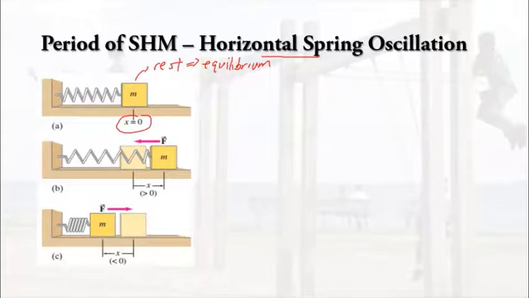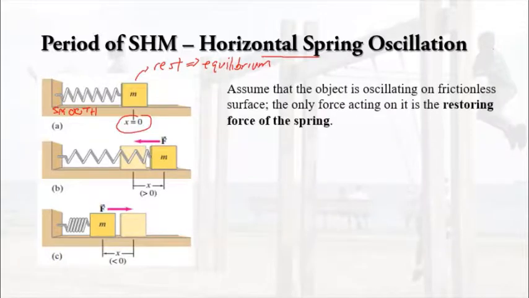This is the point where we take x as 0. Before you do the derivations, there's one very important assumption that you must make, which is the surface is always smooth. If there is a frictional force between the object and the surface, then the derivations will become much more complicated. So to make it easier, we always assume the surface is smooth. The object is oscillating on a frictionless surface, so the only force acting on the object is the restoring force of the spring.